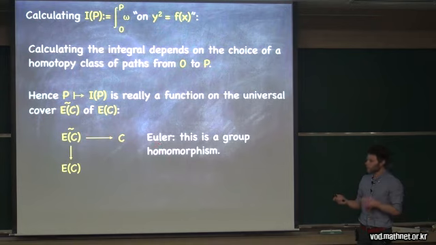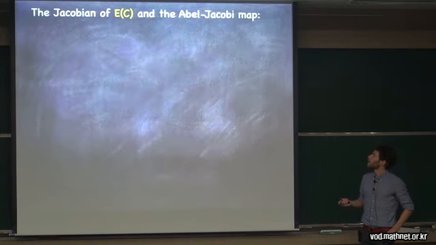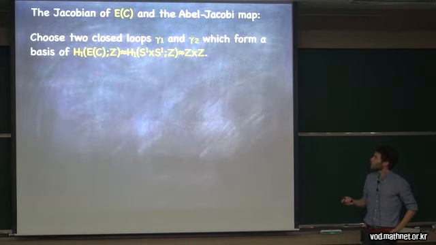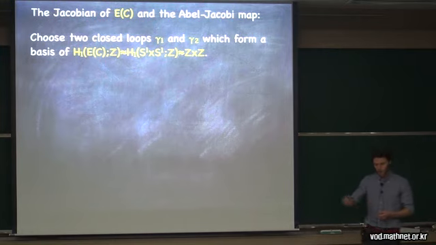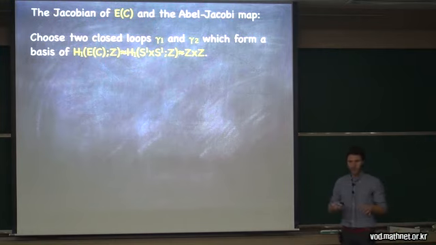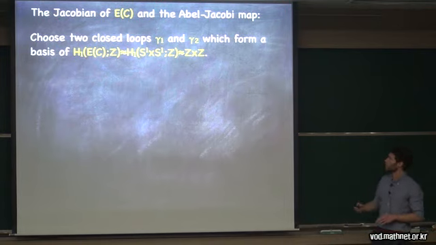And the insight of Euler, remember this formula, integral to p plus integral to q is integral to p plus q, tells us that this map here is actually a group homomorphism. Okay, but still we would like to make it into a function or a map on this E of c. So how can we do this? I said in order to calculate an integral we have to make a choice of a homotopy class of a path. So let's try to make this canonical, try to find out what kind of ambiguities there are.